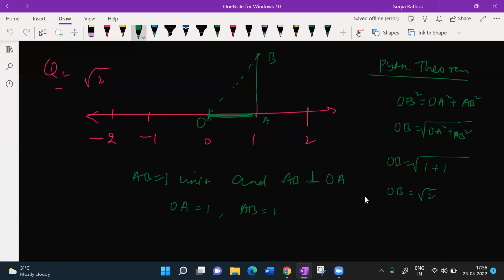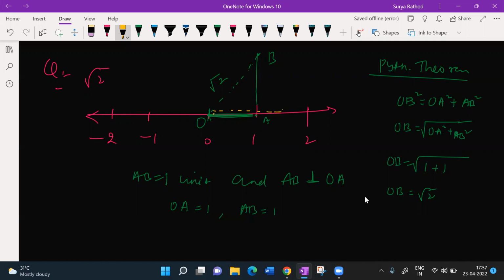Now look at this here. What is this length now? I got this length as root 2 units. Correct? OB I got as root 2 length. Now, on the number line, what you have to do is take that OB, this dotted line, and tilt that line onto the number line like this. Just mark it on the number line.